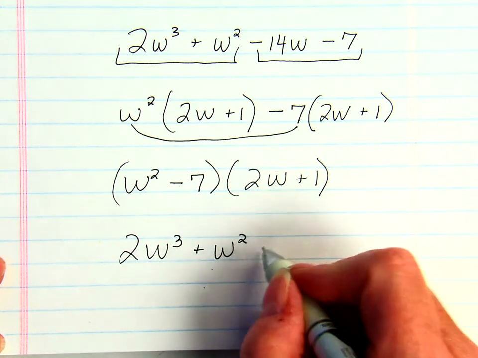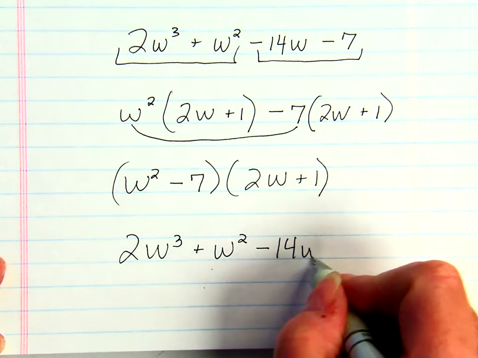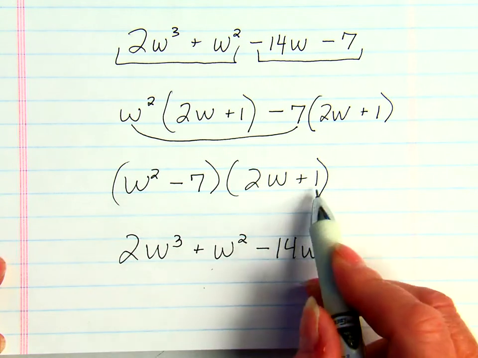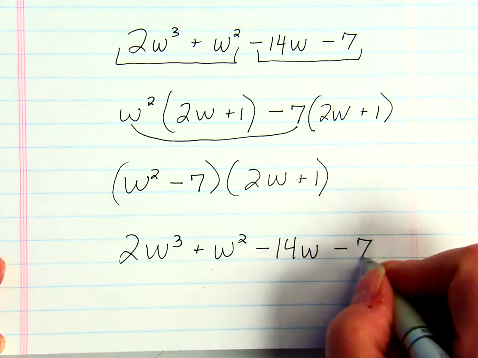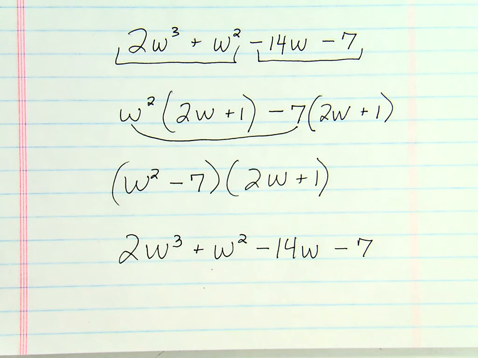Inside, negative 7 times 2w, negative 14w. And outside, negative 7 times positive 1, negative 7. And you see that we are all set with that. Okay.